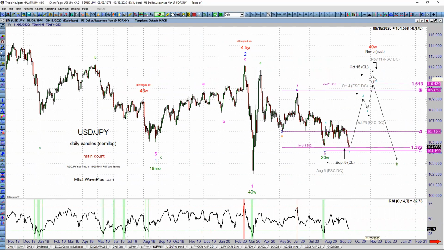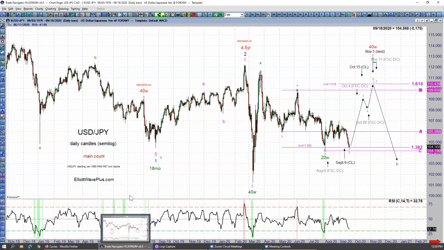I'm sticking with this call for now, even though it's absolutely within an eyelash of invalidating. Sticking with the idea that we're going to get a move to the upside in the US dollar, even against the safe haven yen. But it's got to get going now. Any more new lows, and I don't even have a count for it. It'd be hard to apply a count to this thing.